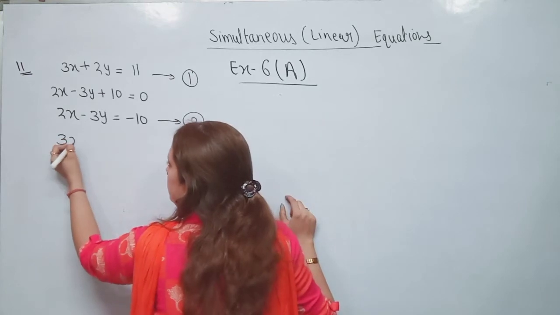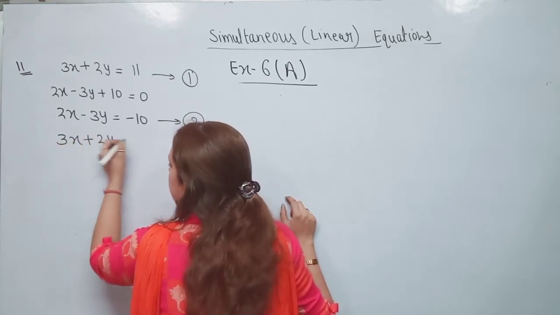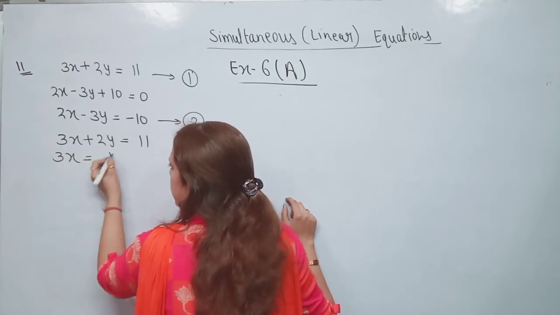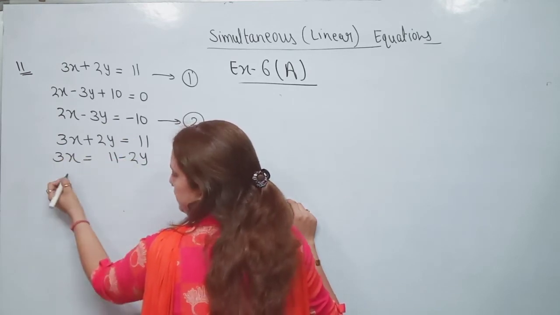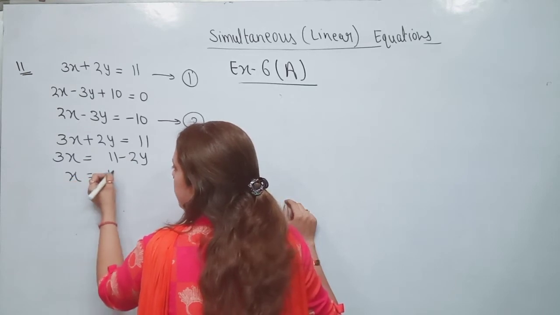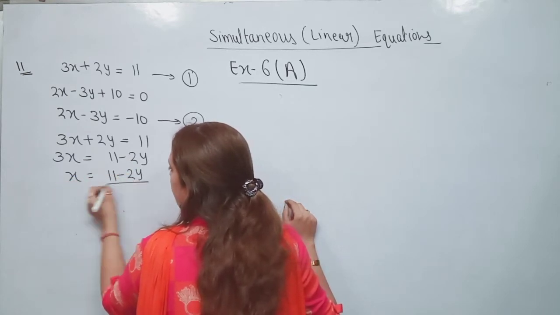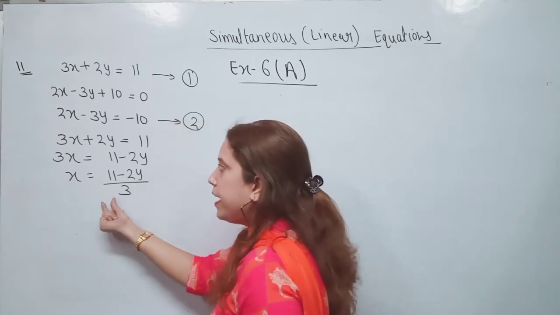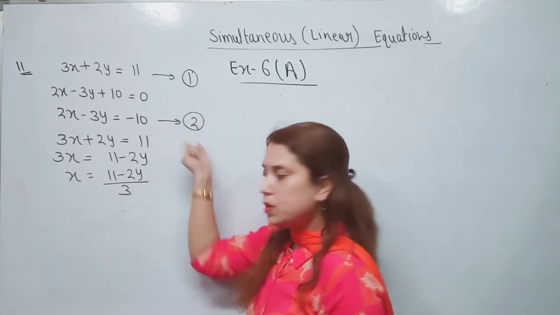Now again, first we find the value of x in terms of y from equation first. So 3x plus 2y is equal to 11, so 3x is equal to 11 minus 2y. So x will be 11 minus 2y upon 3. Now after that put the value of x in equation 2.